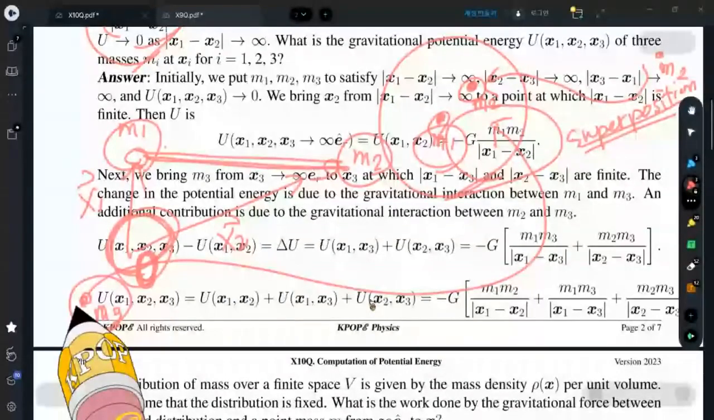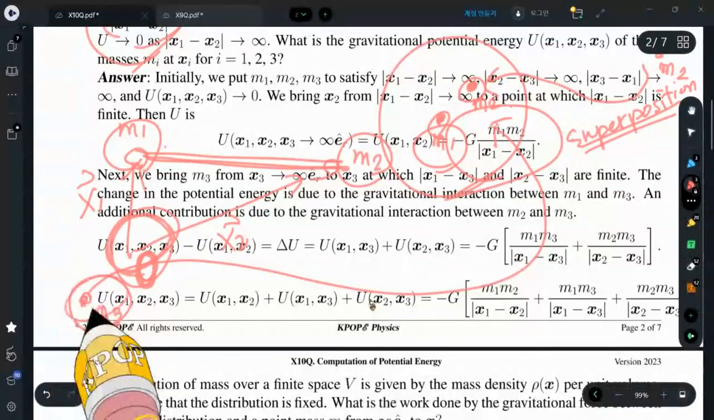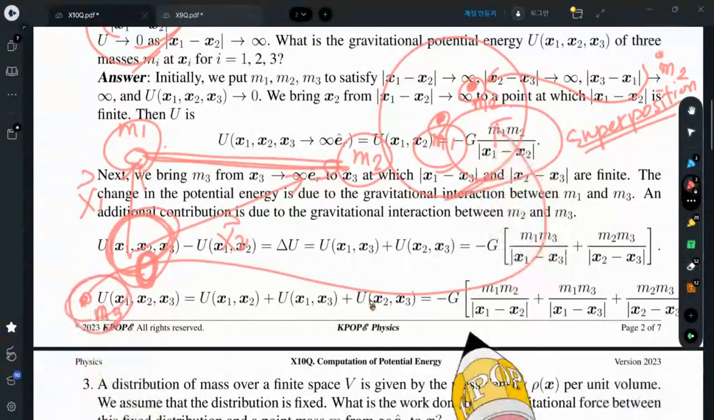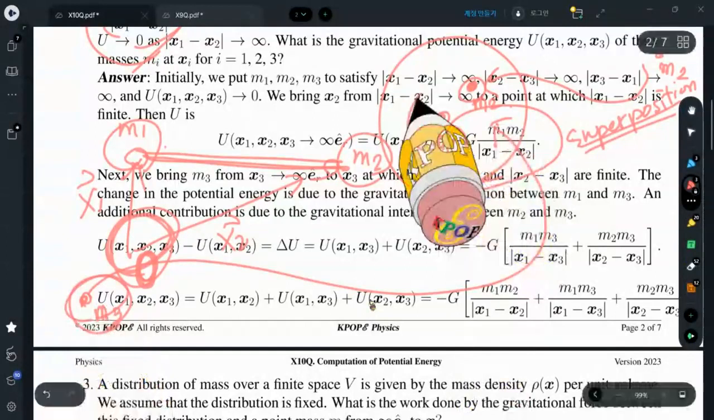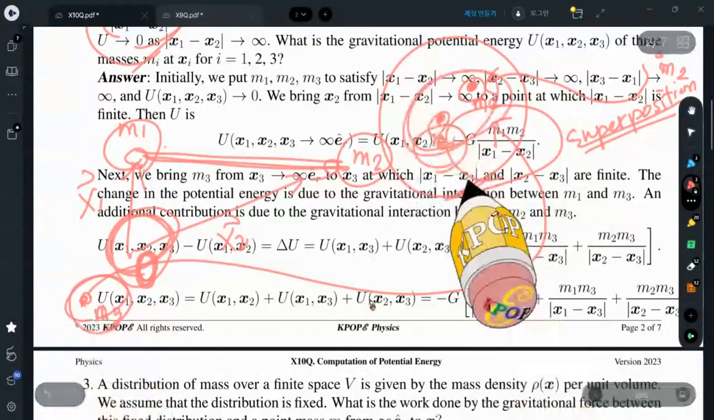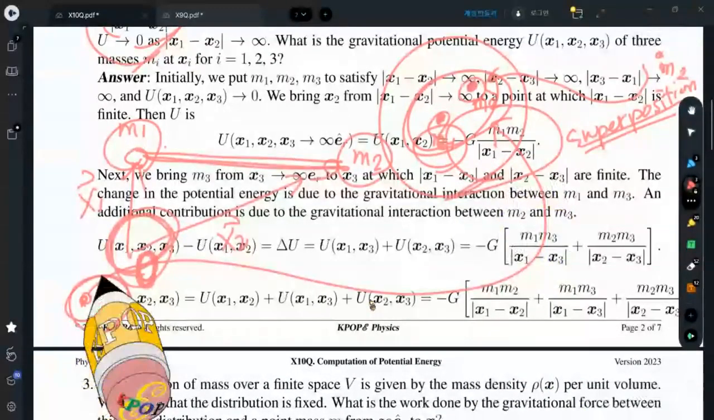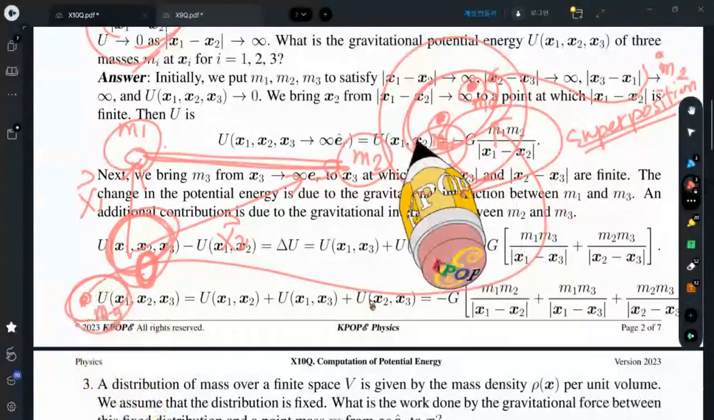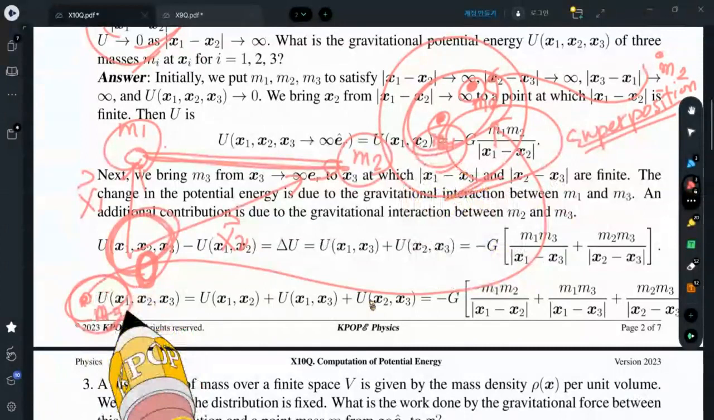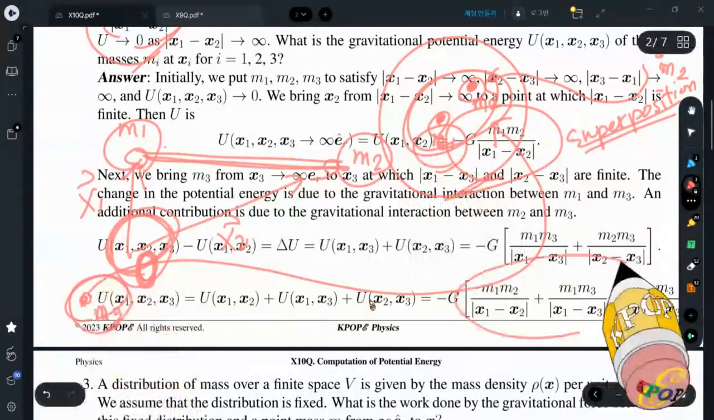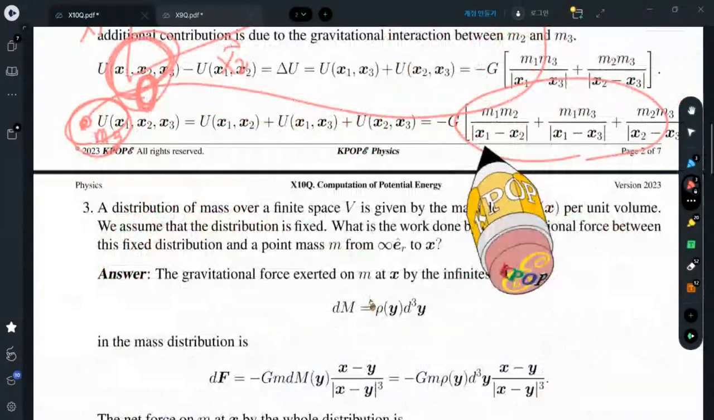Assuming the superposition principle, I can bring this one to here. Then, finally, the interaction between 1 and 2 doesn't change. However, if I bring the third one in here, a new interaction between 1 and 3 and 2 and 3 appears. This is the final result. So you have found all the possible combinations.